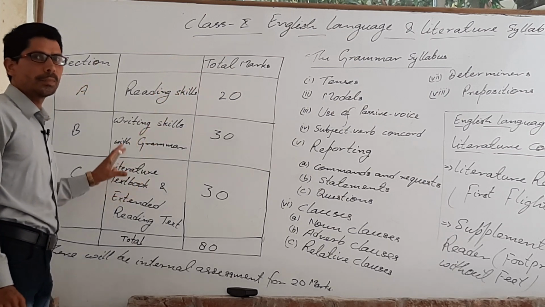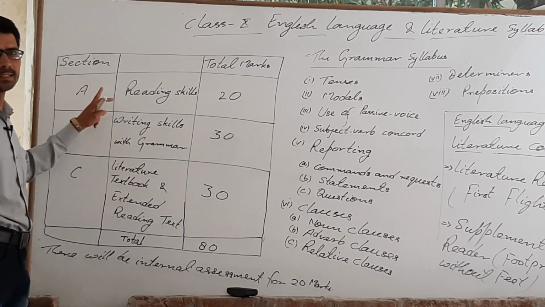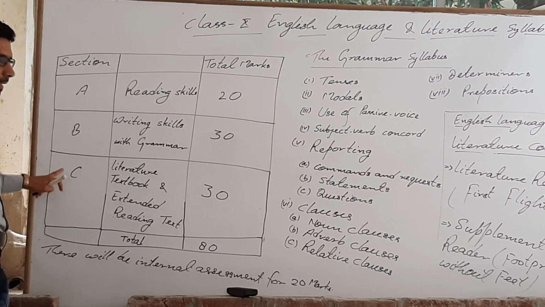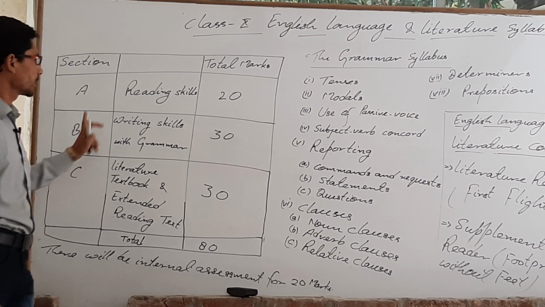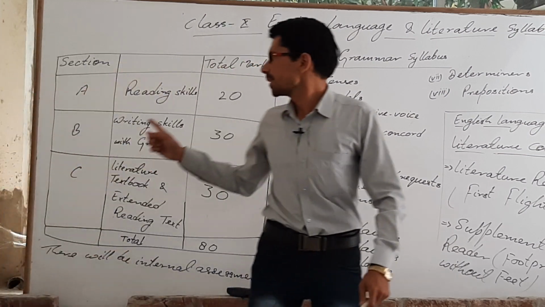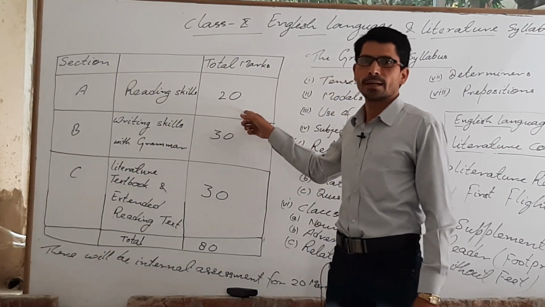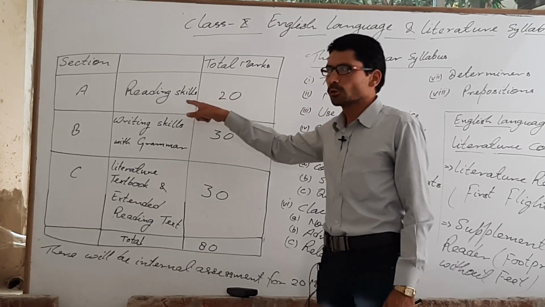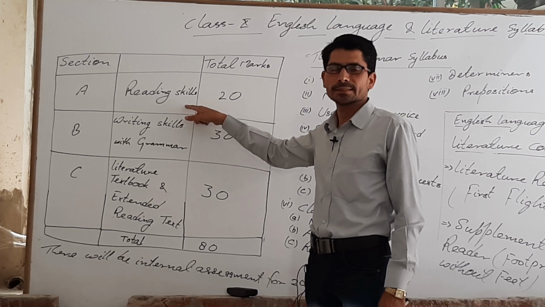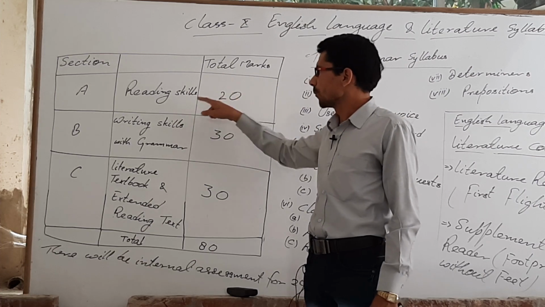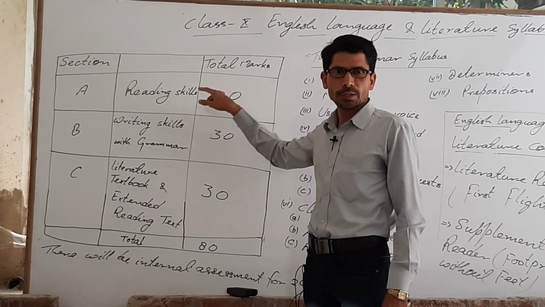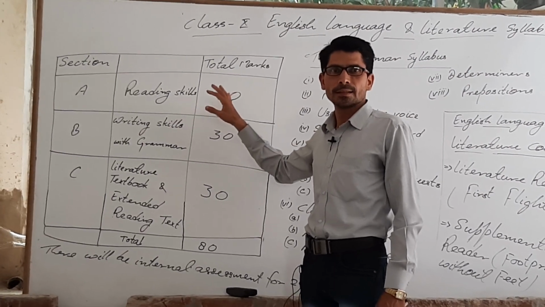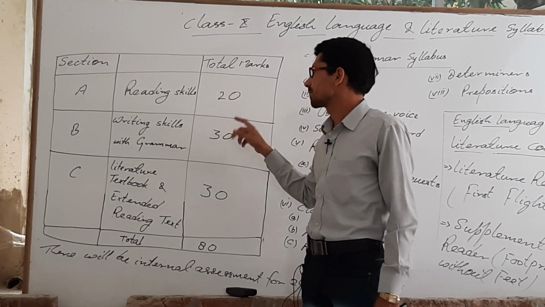Today we will learn about the English language and literature syllabus for class 10th. Your English question paper is given in 3 sections: section A, B and C. Section A includes reading skills, as I had also told you in class 9th, which includes unseen passages, 2 types of passages. One, an unseen story or factual passage, and another like poems.